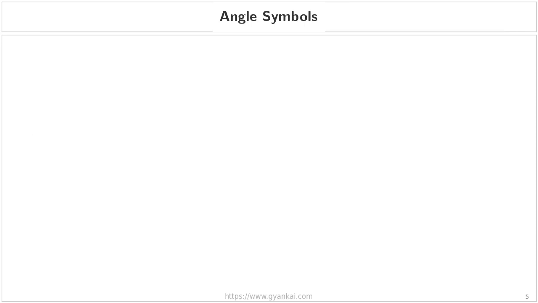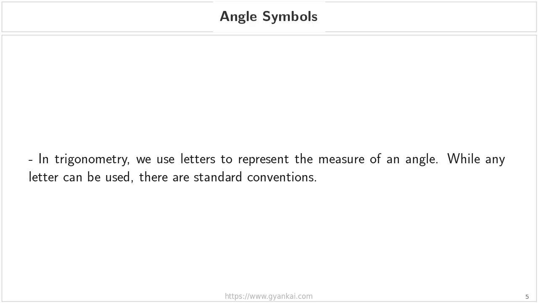Angle symbols. Now that we understand how to read the functions and the powers of these ratios, let's move on to slide 5, where we look at how we actually name or represent the angles themselves. In trigonometry, we use letters to represent the measure of an angle. Now, while you could technically use any letter you like, mathematicians follow certain standard conventions to keep things organized.